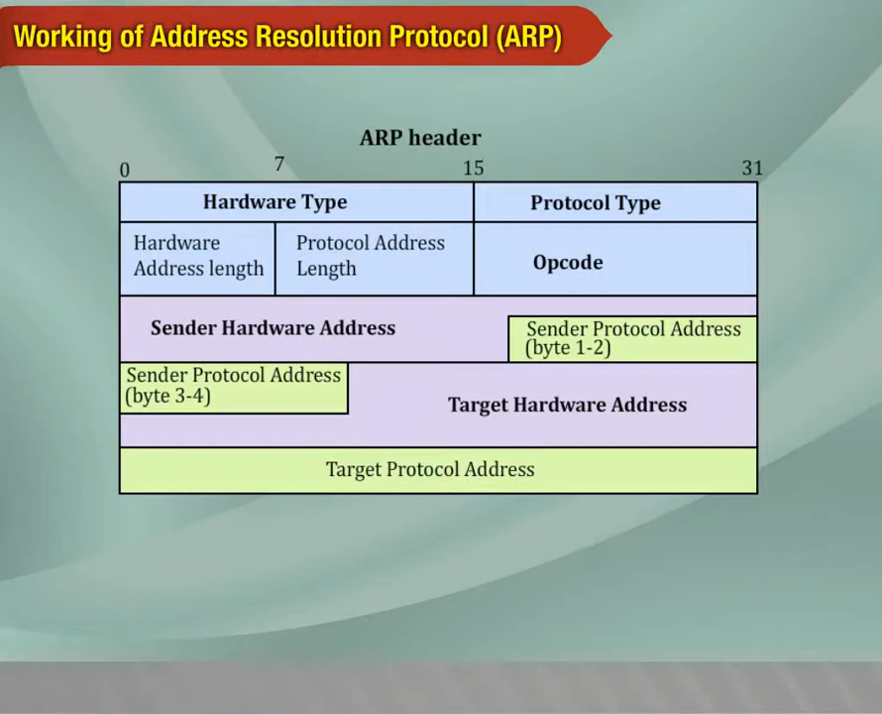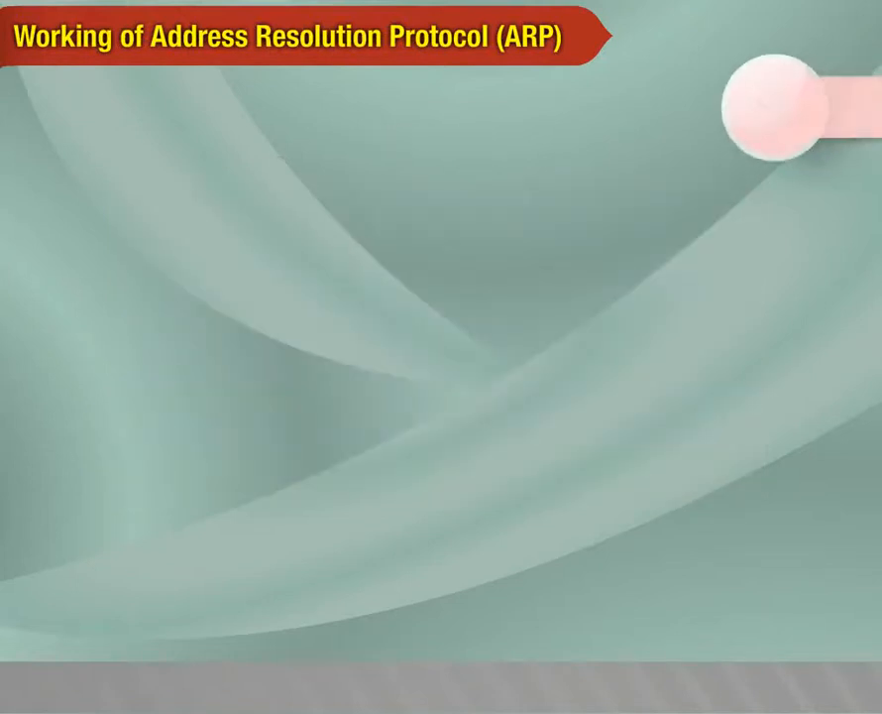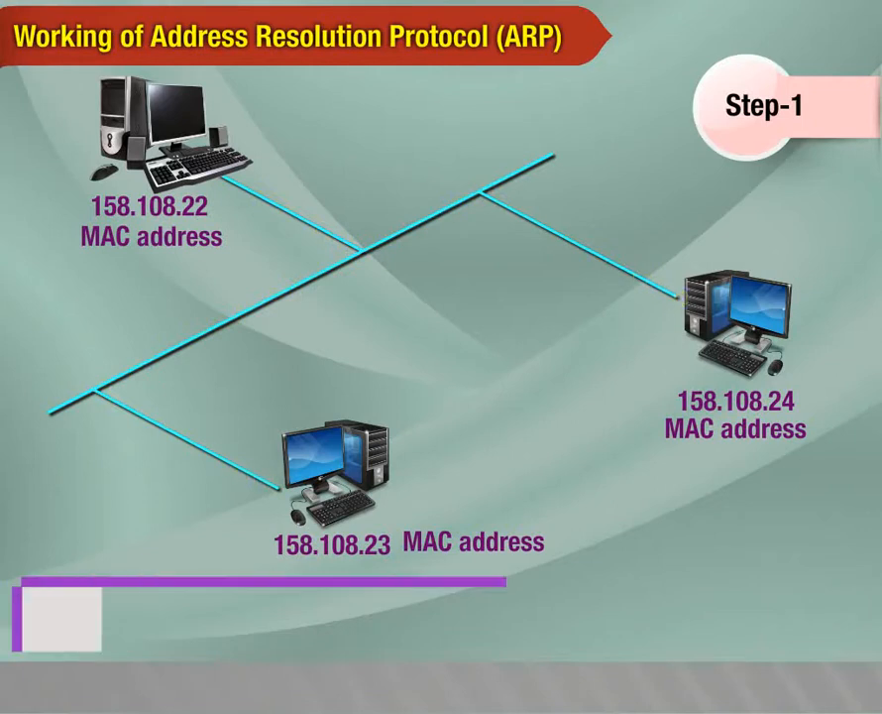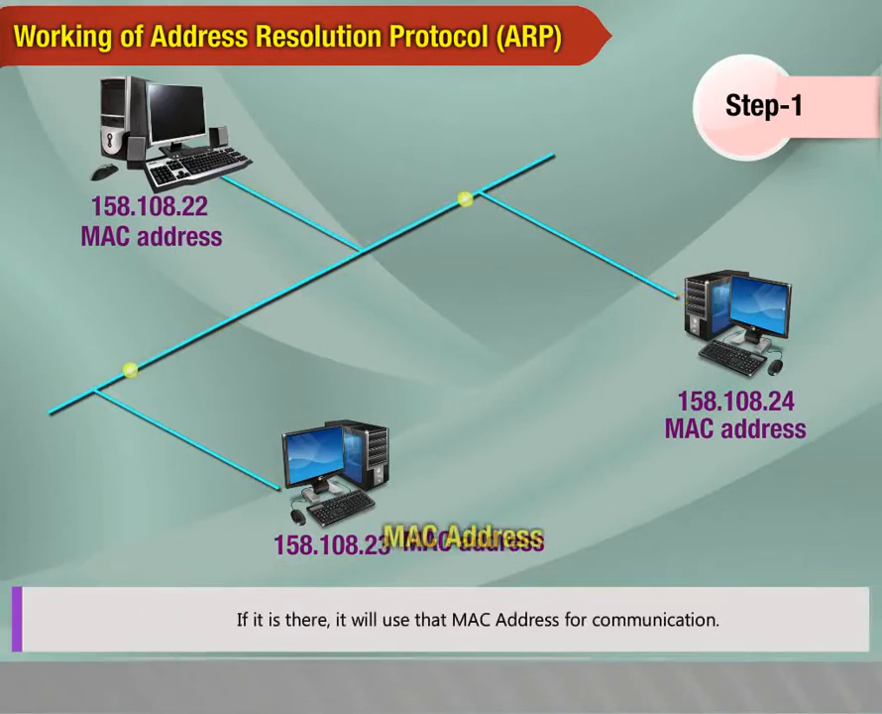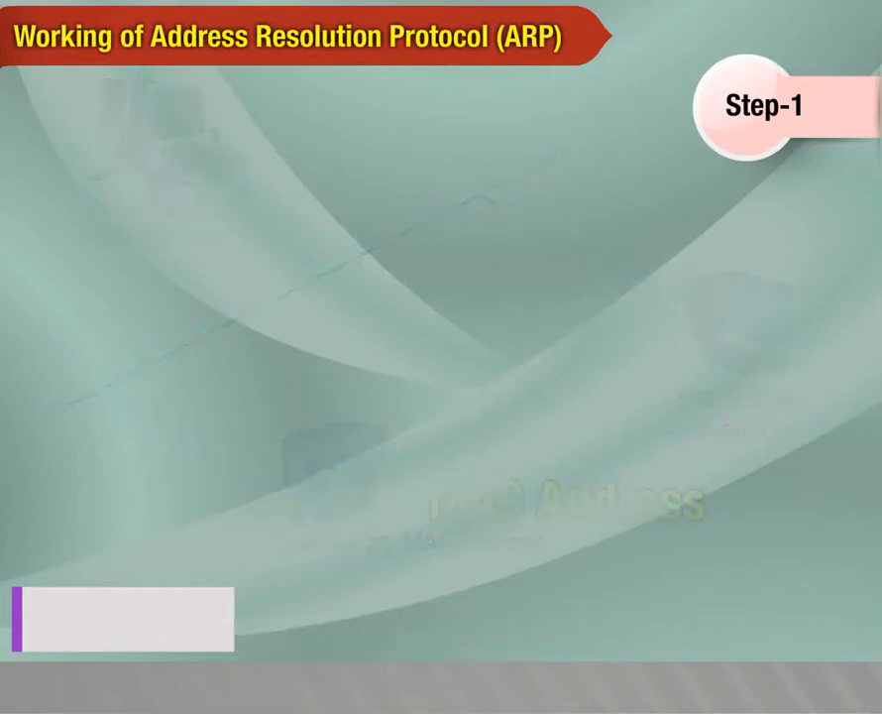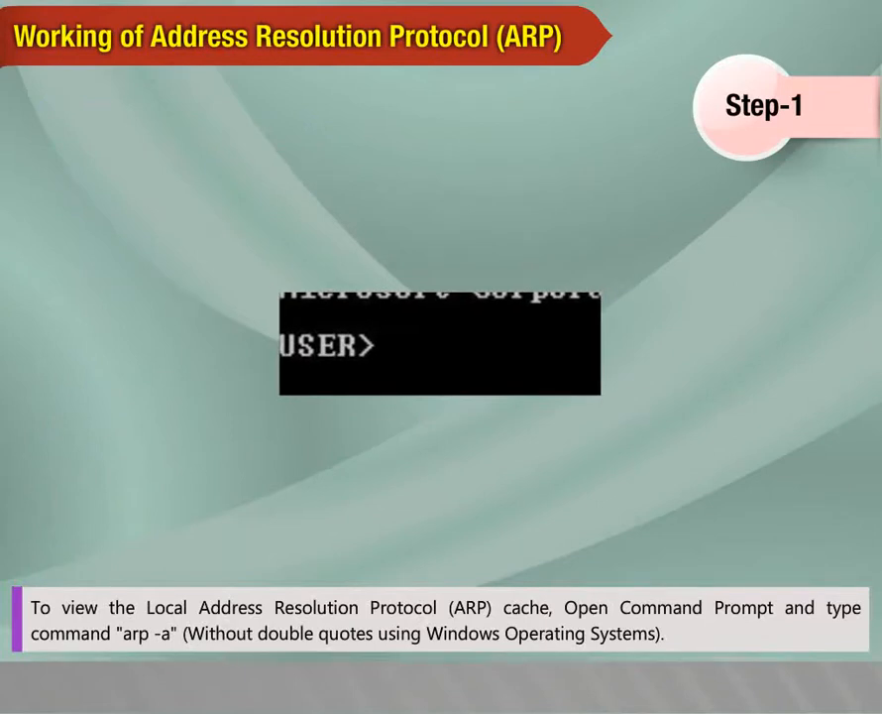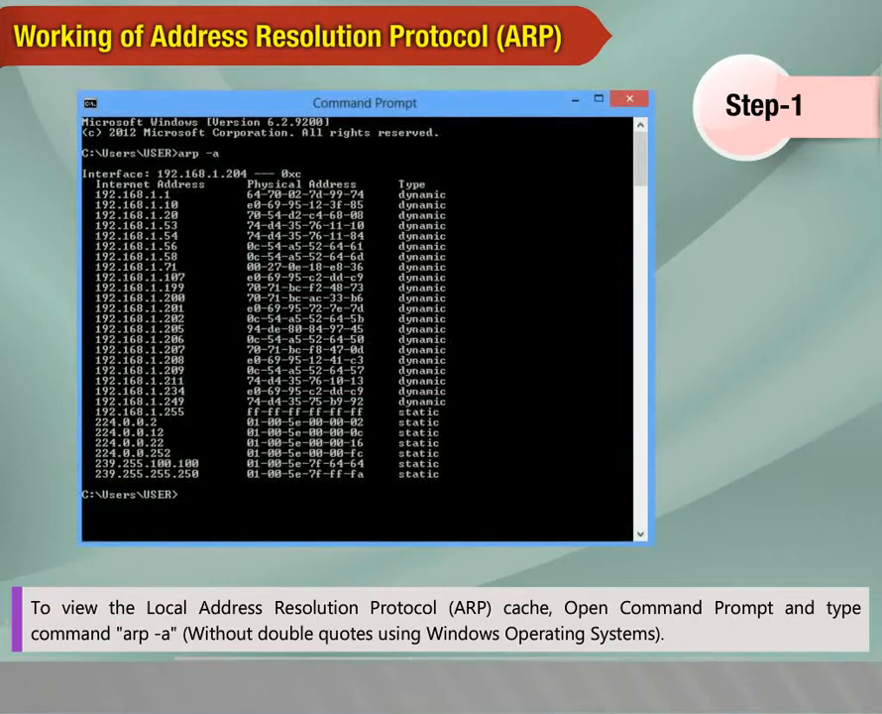Working of Address Resolution Protocol ARP. Step 1. When a source device wants to communicate with another device, the source device checks its ARP cache to find if it already has the resolved MAC address of the destination device. If it is there, it will use that MAC address for communication. To view the local ARP cache, open Command Prompt and type arp -a without the quotes on Windows operating systems.